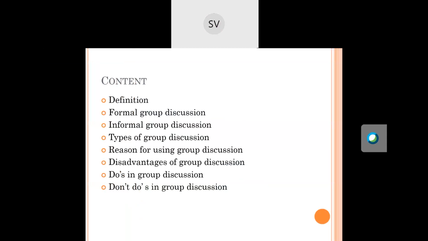My first slide is content: definition, formal group discussion, informal group discussion, types of group discussion, reasons for using group discussions, disadvantages of group discussion, and the do's and don'ts in group discussion.